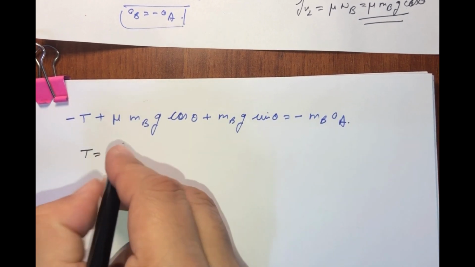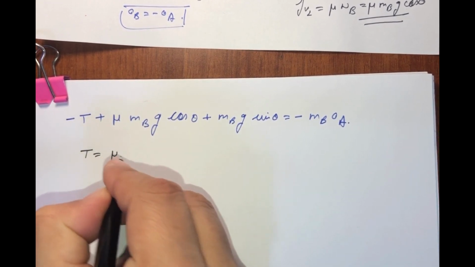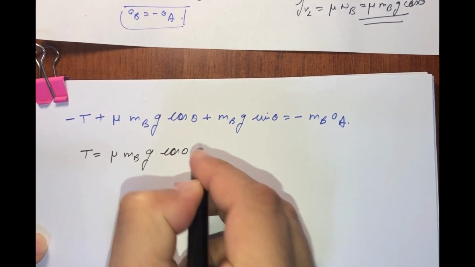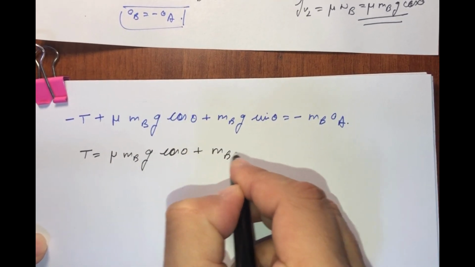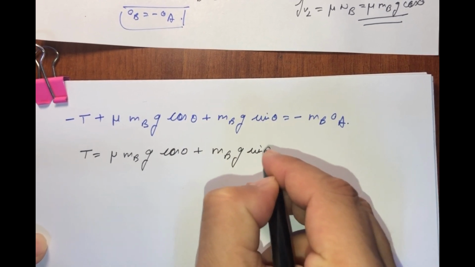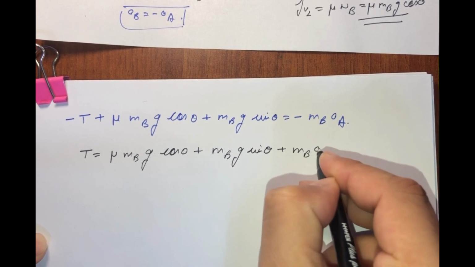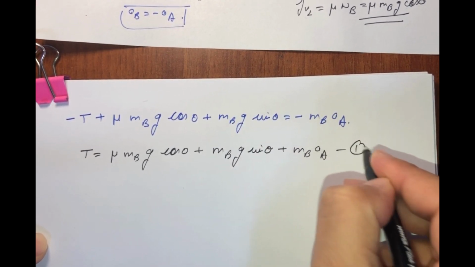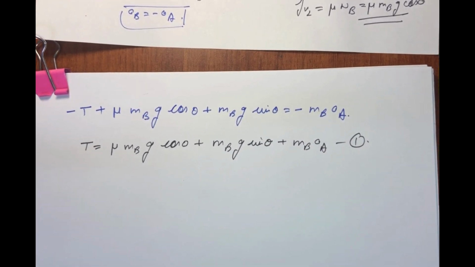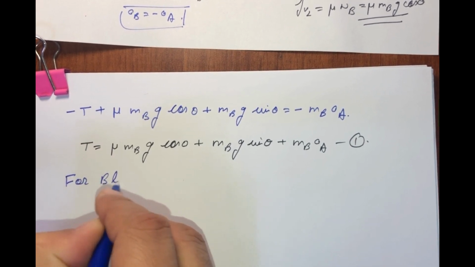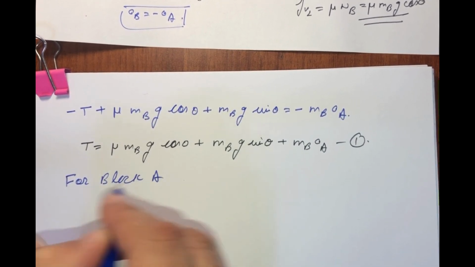So we can say T is equal to mu mb g cos of theta plus mb g sine of theta plus mb multiplied by a. That is question number one. And now we consider block A.